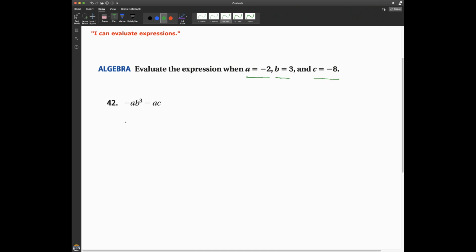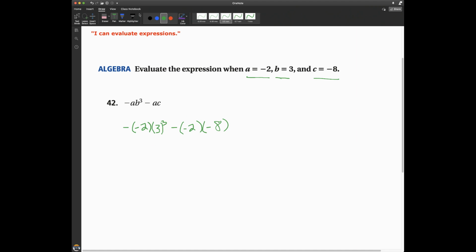So let's plug these numbers in and see what we get. So I have negative, A is negative 2, and then B is 3, so 3 to the third power. Okay, so I could write it like this: 3 to the third power minus A is negative 2 and C is negative 8. So that looks kind of confusing.